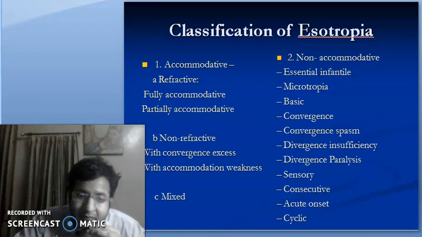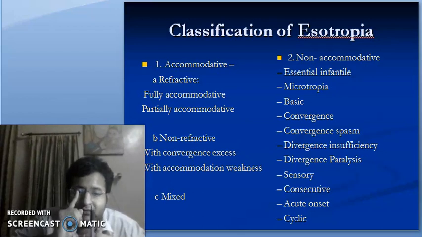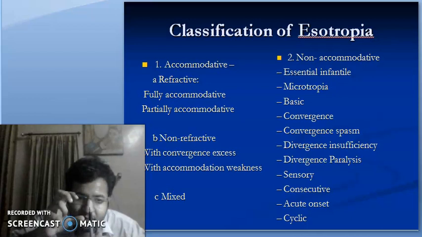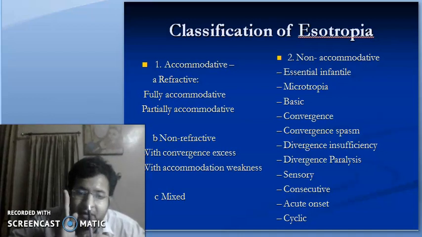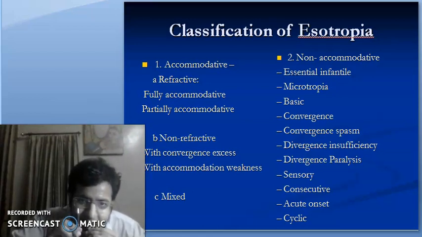Or there can be accommodation weakness. For example, to see this object we have to converge a bit, but the ciliary muscle does not accommodate normally. It is known as accommodative weakness. To see this object we will then accommodate much more, and therefore it will appear as if it is convergence excess, but it is actually accommodation weakness. So the non-refractive accommodative esotropic causes are convergence excess or accommodation weakness.